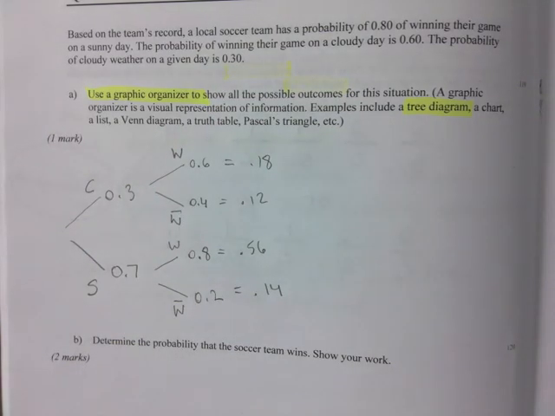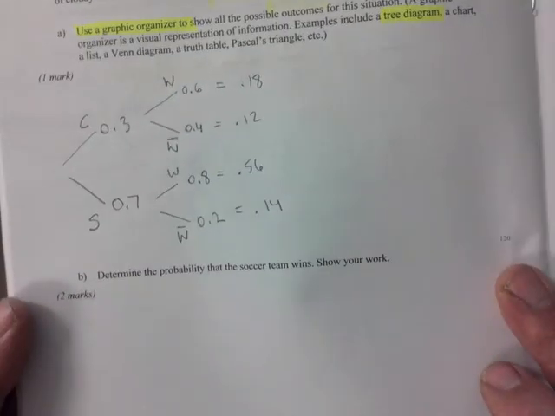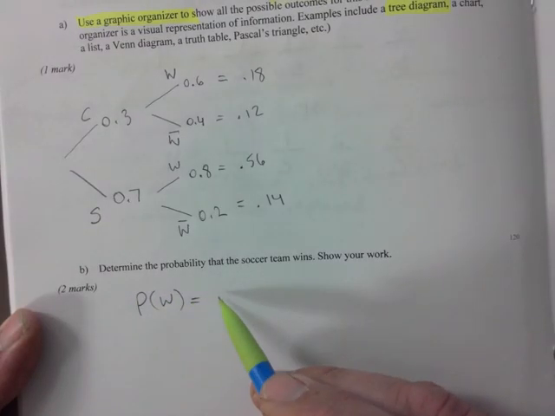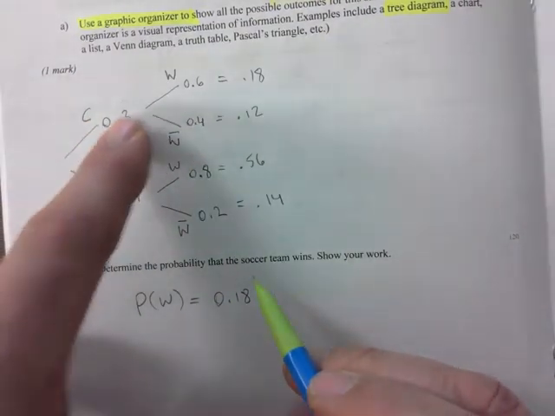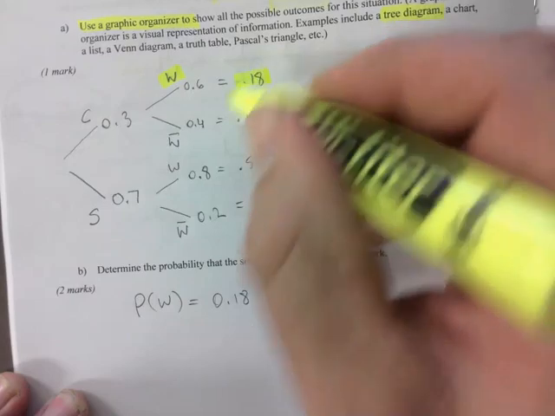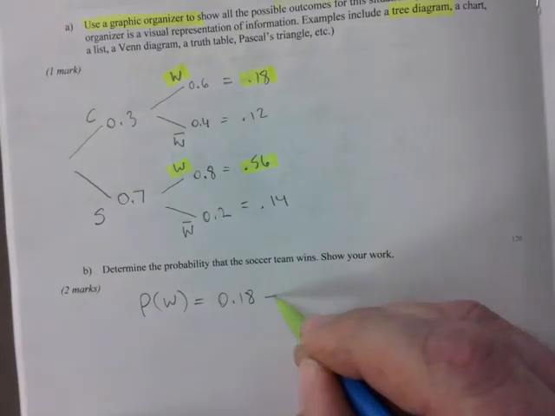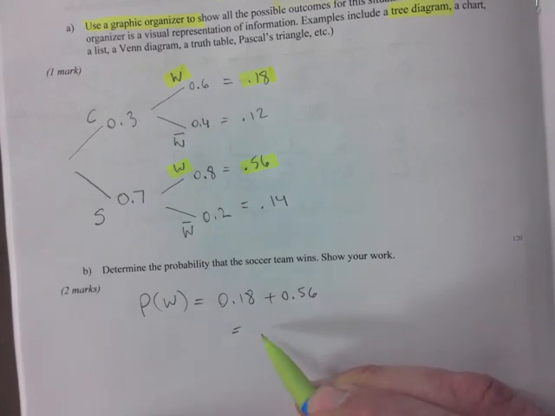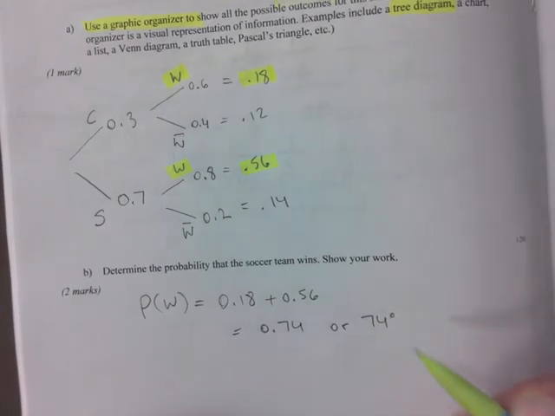And let's answer B as well. Determine the probability that the soccer team wins. Probability of winning would be adding up 0.18, right? Because that's your winning there. So I'm going to highlight the winning is this one right here, and this leg right here, the 0.56, also has a probability of winning. So you have a total of 0.74 or 74%.